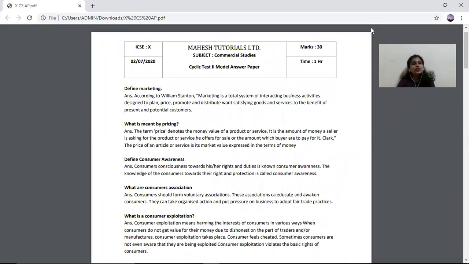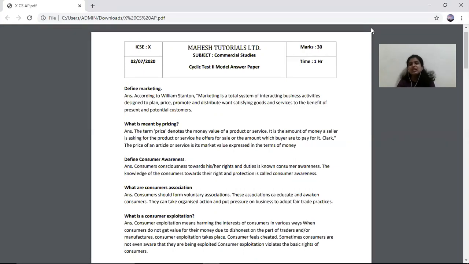The subject that we're going to discuss is commercial studies. This was a 30 marks paper and the time allotted to you was 1 hour for completion, right? Now students, the portion that was included in the test was 2 chapters from your textbook, that is consumer protection and marketing and sales.